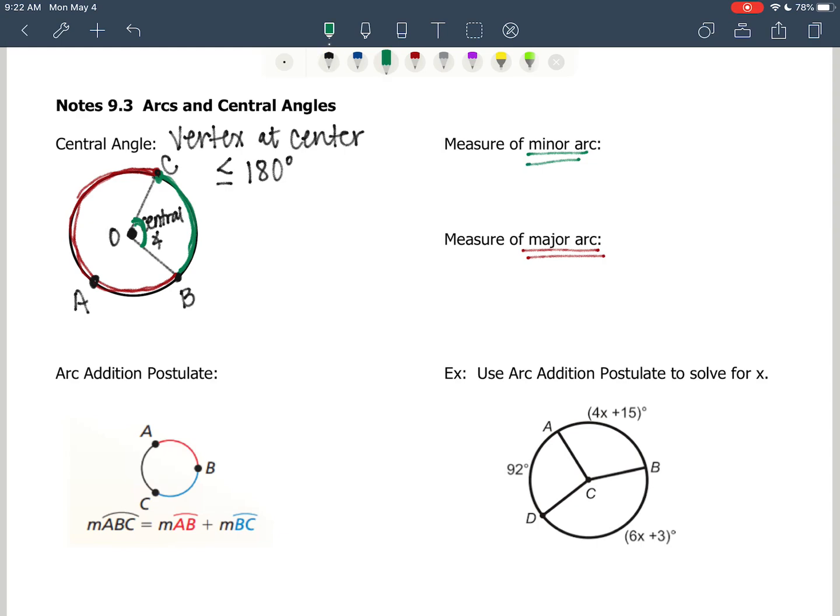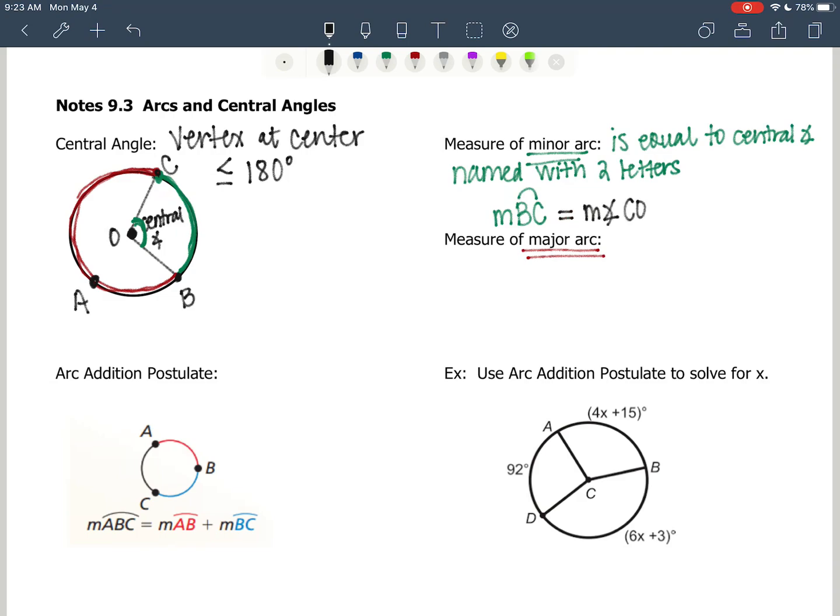The measure of a minor arc is equal to its central angle. It's named with 2 letters, and we put a little arc mark above it. So the measure of arc BC is actually equal to the measure of angle COB. So that's the central angle, angle COB. So if angle COB is 100 degrees, the measure of arc BC is also 100 degrees.